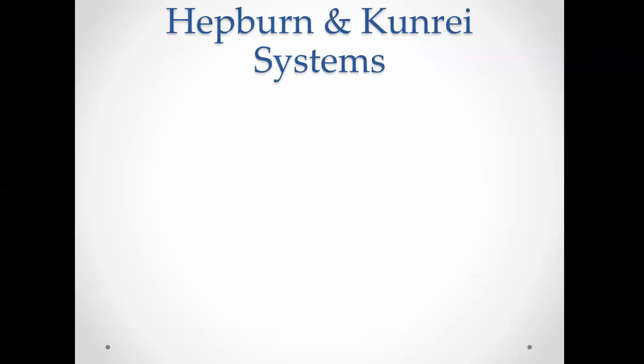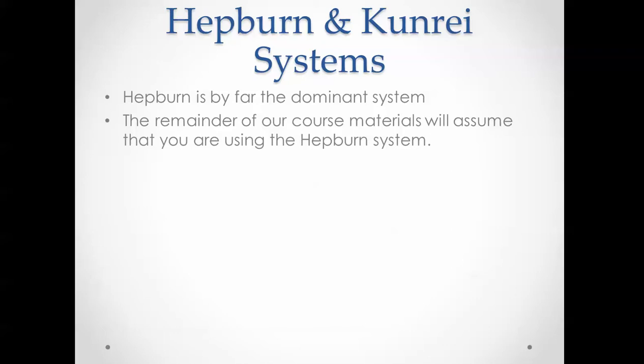So the Hepburn and the Kunrei systems, what's the difference? The Hepburn is by far the dominant system. And so that's the one that I'm going to focus on today. The remainder of our course materials in this lesson and in other lessons, if we're using romanization, we'll assume that you're using the Hepburn system. And indeed, when you do the homework, I specify I want you to do part of it a little bit in the Kunrei system, but most of it in the Hepburn system. Most librarians use the Hepburn system, so if you're looking for books that have been cataloged and you're typing in something, a title by romanization, then you'll probably want to use the Hepburn system, at least as a first try.